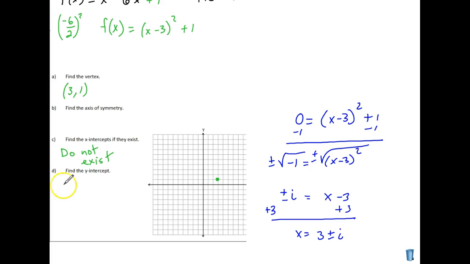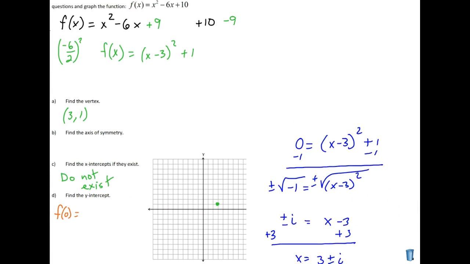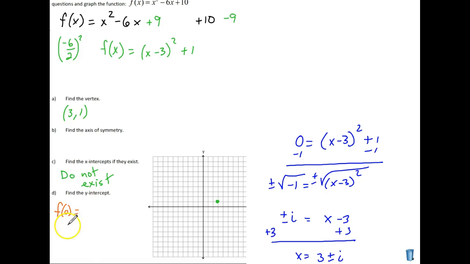Okay, so the last thing I want to do is figure out what the y-intercept is, and that means I plug in 0. So if I go back to my equation here, that looks like 0 minus 3 squared plus 1. This becomes negative 3 squared, which is 9, so this is 9 plus 1, which is 10. So I have the point 0, 10. So I'm going to put that up here.